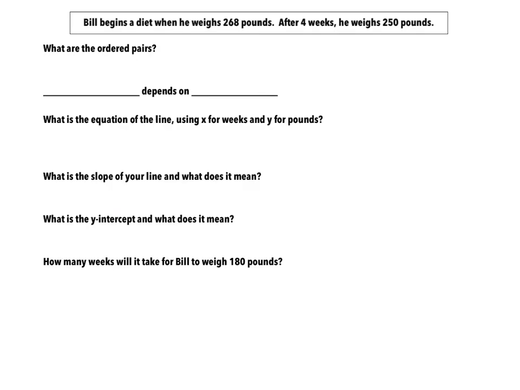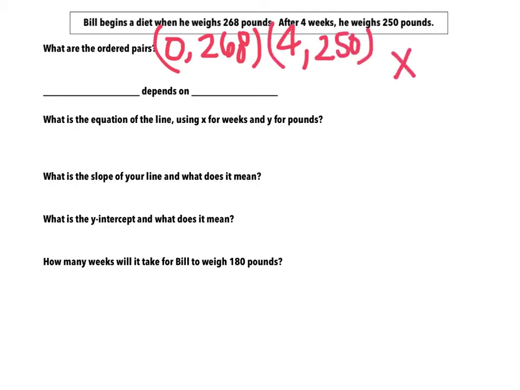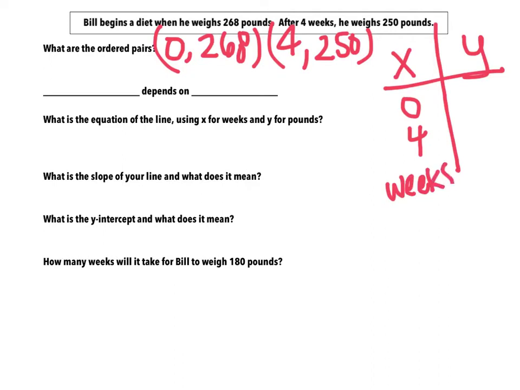So let's do this example together. We have Bill begins a diet when he weighs 268 pounds. After 4 weeks, he weighs 250 pounds. So our ordered pairs would be at 0 weeks, Bill weighs 268 pounds. And at 4 weeks, he weighs 250 pounds. So that means our data, our x's and our y's, x's are the 0 and the 4, which are our weeks, the number of weeks he's been on the diet. Whereas y happen to be the pounds.